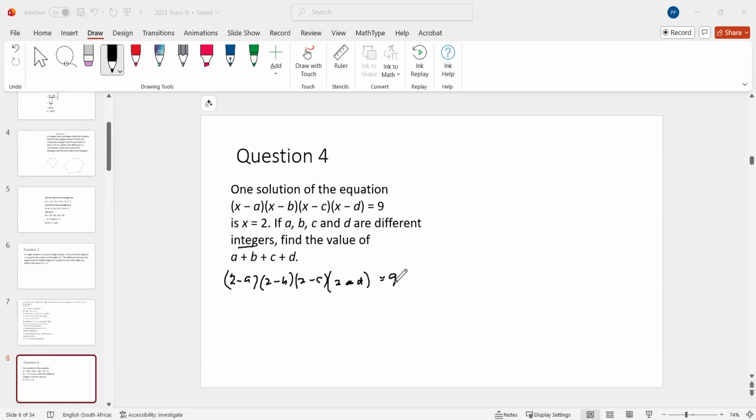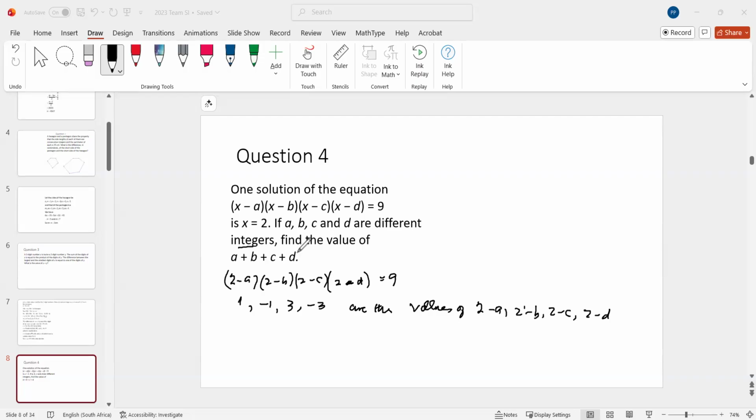So if you look at 4 different factors of 9, which are all different, including the negative numbers, you can put 1 and minus 1, and 3 and minus 3. You see, these are all different, and if you multiply them, you get 9. These are the values of these factors: 2 minus A, 2 minus B, 2 minus C, and 2 minus D.